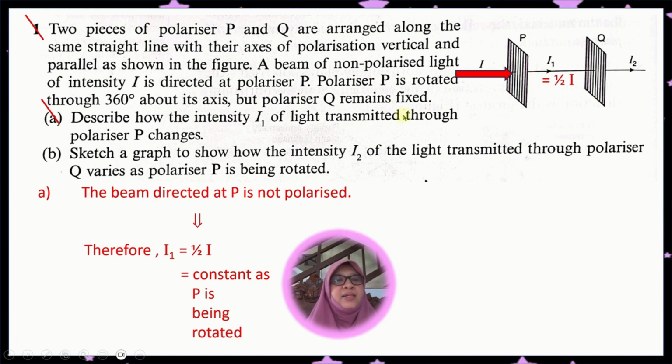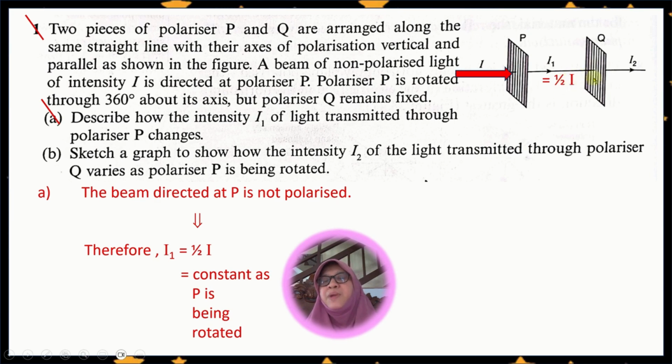Okay, next, question B. Sketch a graph to show how the intensity I2 of the light transmitted through polarizer Q varies as polarizer P is being rotated. Okay, so now if polarizer P is being rotated, the intensity I1 here is constant. I1, half I. I1 is constant.